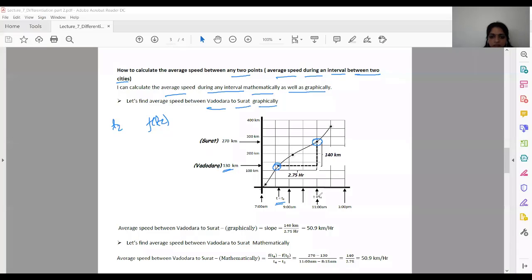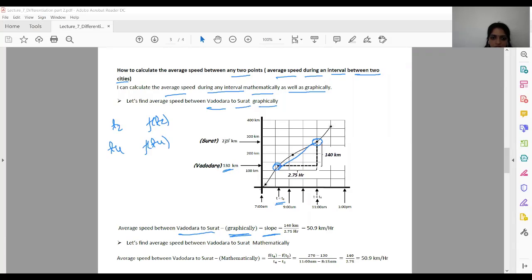Now this T equal to T4. T4 indicates the total time taken to reach Surat, and f of T4 indicates the total distance covered to Surat. So the average speed between Vadodara to Surat, if we want to check graphically, we just have to find the slope, and for this slope, the total distance between Surat to Vadodara. This is the total distance.